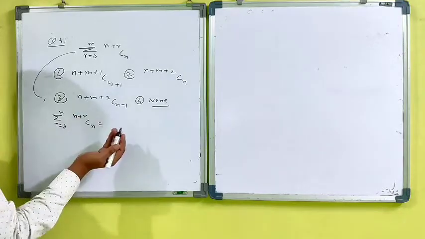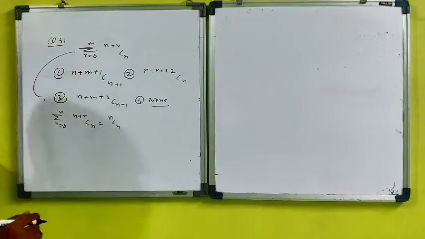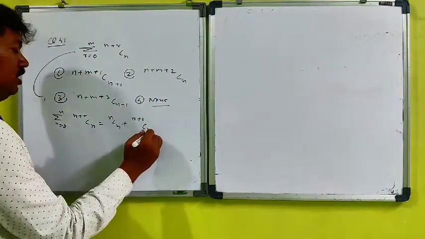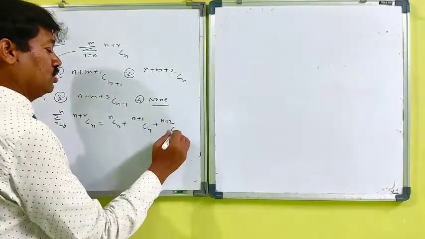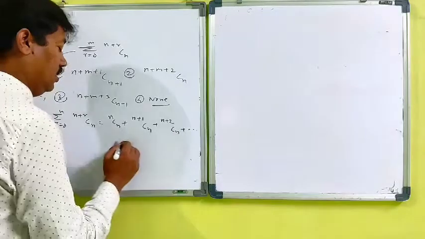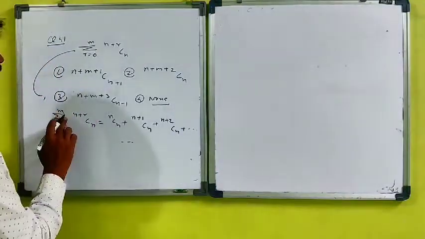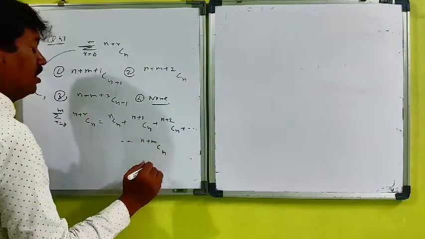When r is 0, the value is what? When r is 0, it is nCn. Then next is (n+1)Cn. After that the value will be (n+2)Cn, like this. n is n. What will be the value of r? It is 0 to n. So here it will be (n+n)Cn.